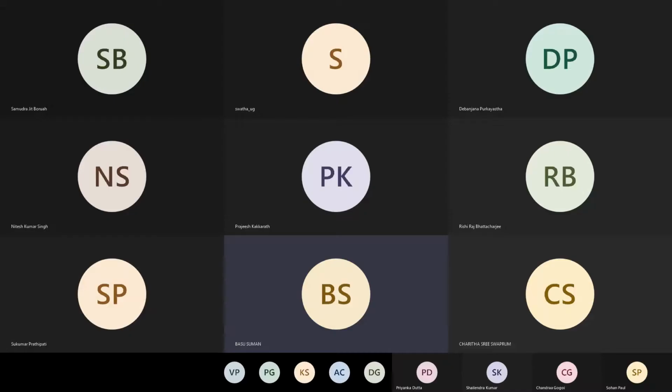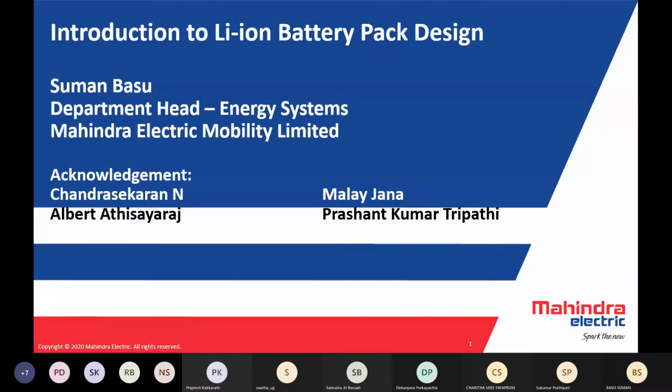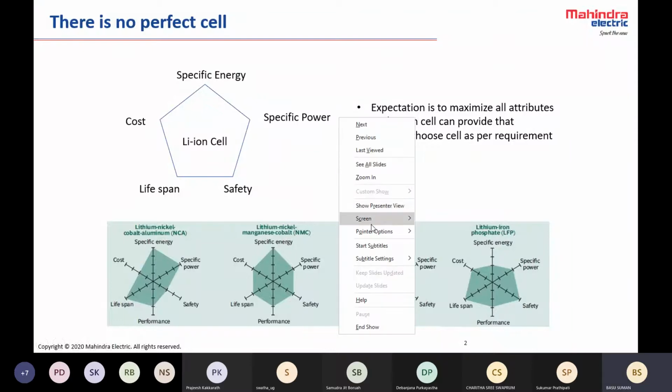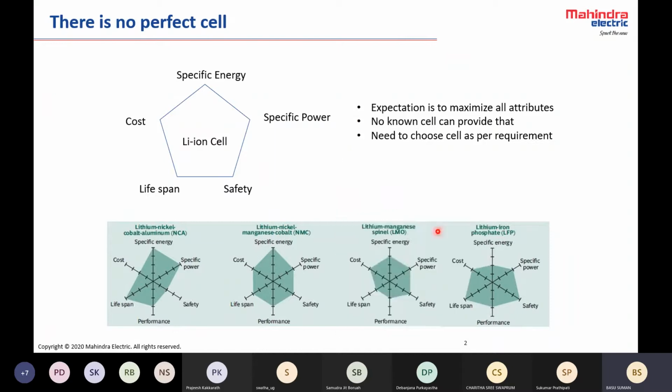Working together to design a lithium-ion battery. So let me start by telling you this, that there is no perfect cell. When we look into a lithium-ion cell, these are the 5 basic aspects that we look into: specific energy, specific power, safety, lifespan, and cost. So you might think that what is really the problem?